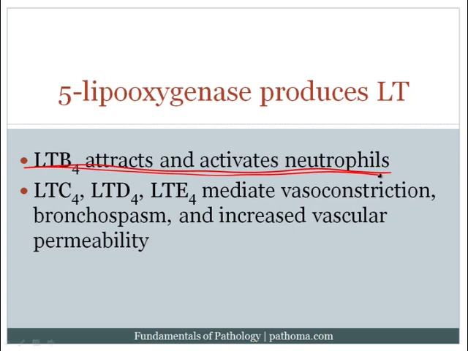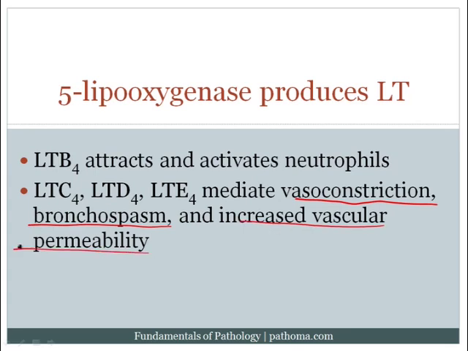your mind. Another group of leukotrienes that are important are leukotriene C4, D4, and E4. Now leukotriene C4, D4, and E4, what they do is they mediate vasoconstriction, they cause bronchospasm, and they increase vascular permeability. So three actions: vasoconstriction, bronchospasm, and increased vascular permeability.